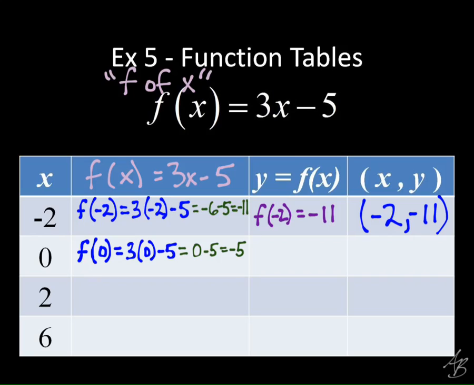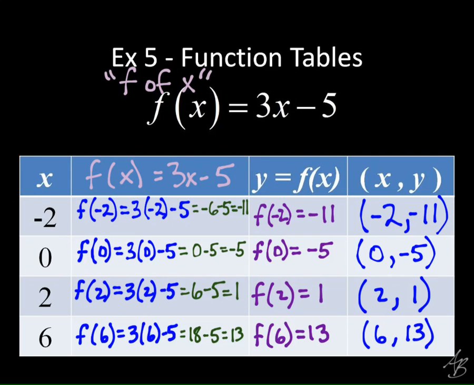And so in this column right here, we're going to say f of, what should I put in the parentheses here? 0 equals negative 5. And then that'll help me write my ordered pair, because I know that I put 0 in for x. That's my first number. And then I got negative 5 for y, so that's my second number.